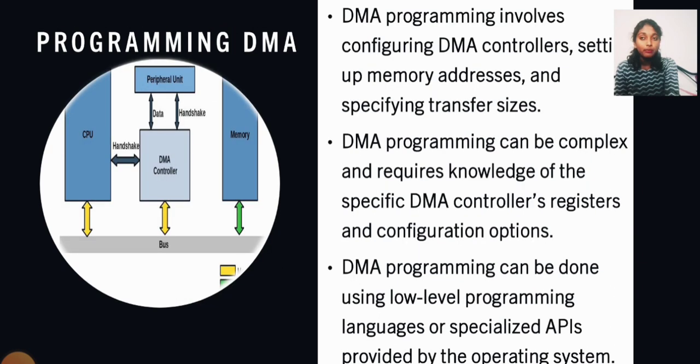So let's see programming DMA. Programming DMA involves configuring the DMA controller, setting up memory addresses, and specifying transfer sizes. DMA programming can be complex and requires knowledge of the specific DMA control registers and configuration options. It can be done using low level programming languages or specialized APIs provided by the operating system.